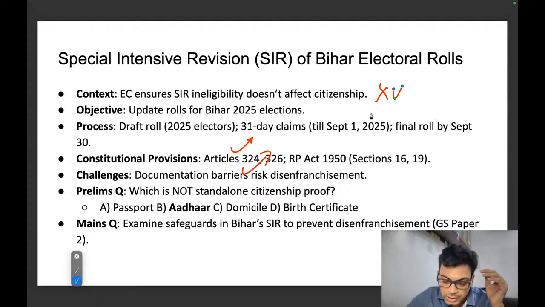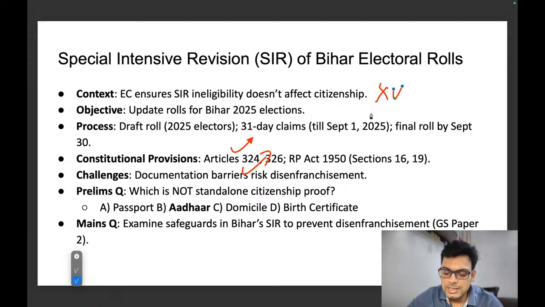Now, what are the challenges regarding it? The first challenge is the documentation barrier, which risks disenfranchisement of a lot of people. Second, balancing roll purity with voting rights. So this is another one.